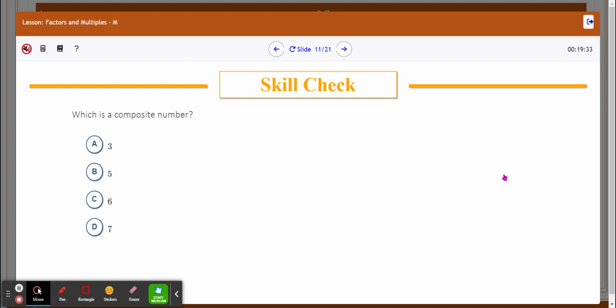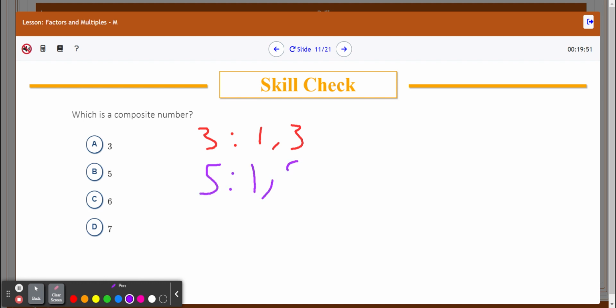And our last question says, which of these is a composite number? So again, remember, a composite number has more than 2 factors. So let's look at the factors for all these numbers. Well, let's start with 3. What are the factors of 3? Well, 1 times 3 is 3, and that's it. Okay, so that's a prime number. Let's look at 5. Well, 1 times 5 is 5, and there's no other factors, so that's not it.